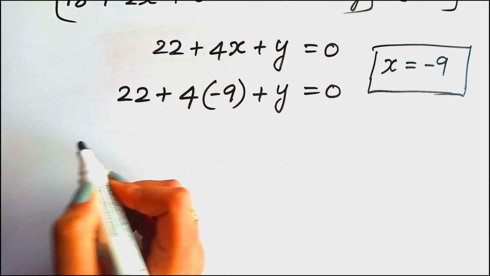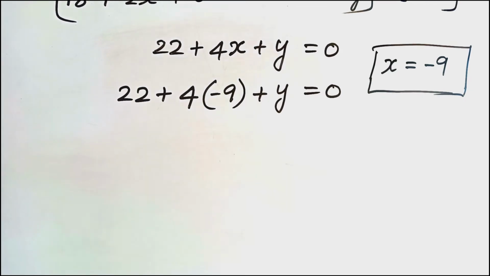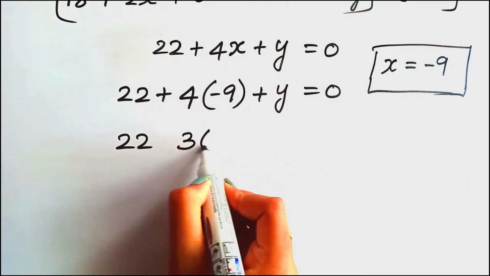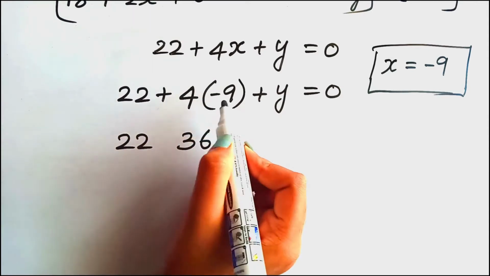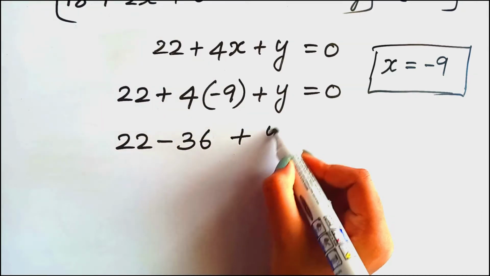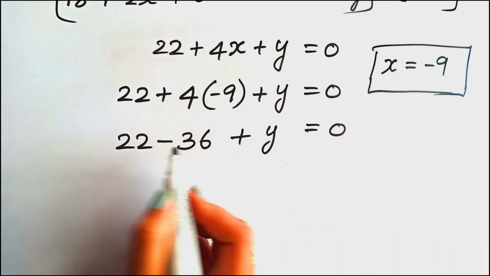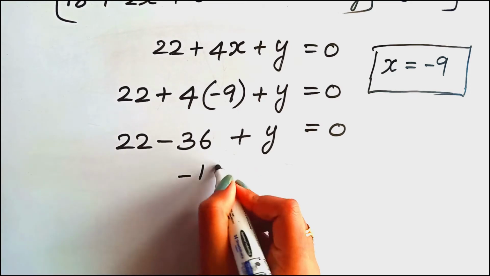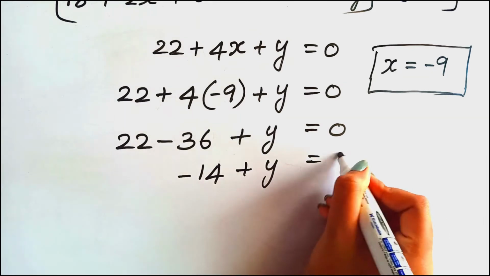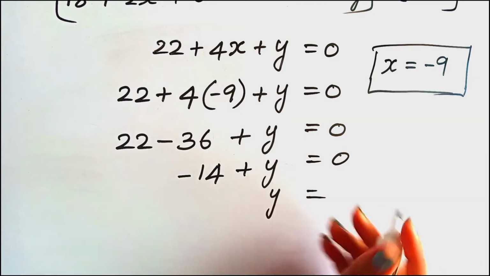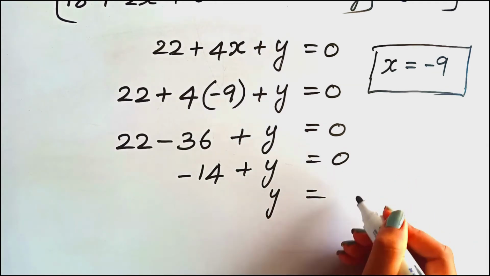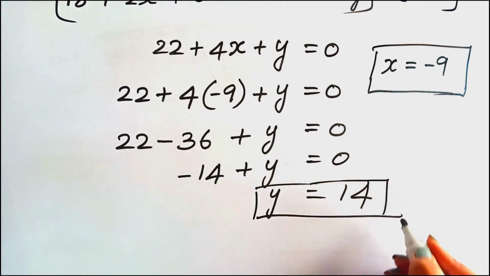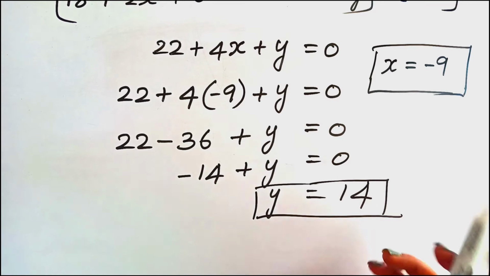Now let's multiply this. 9 fours are 36. So here let's keep this 22, and here 9 into 4 are 36, and here since there is a minus sign, plus into minus we'll get a minus here, and then plus y is equal to 0, right? Now let's subtract this. 22 minus 36 we'll get minus 14 plus y is equal to 0, and then y will be equal to, while minus 14 goes to the right hand side, it will be a plus 14. So therefore we have found the value of y, which is 14, right? So hence we have found the value of x and y.